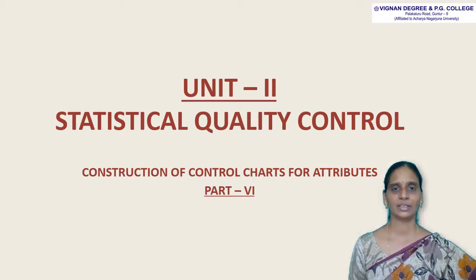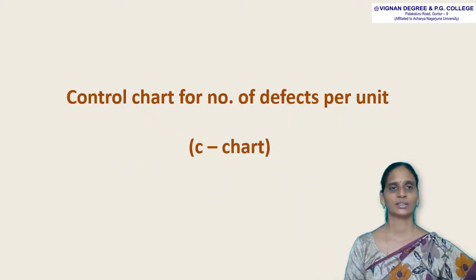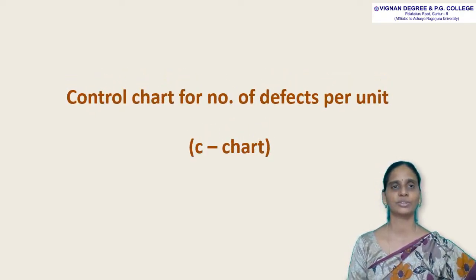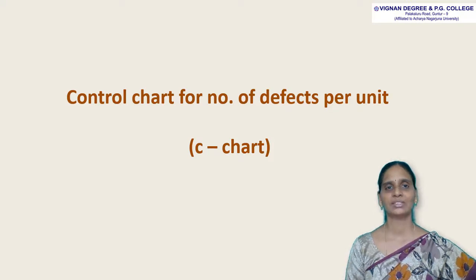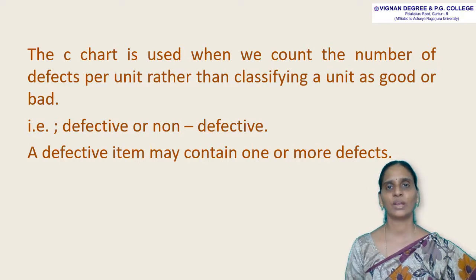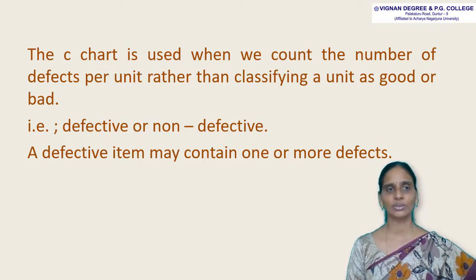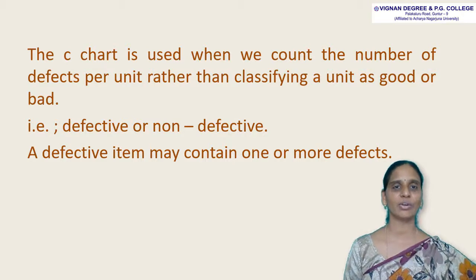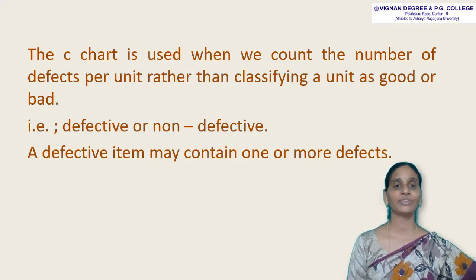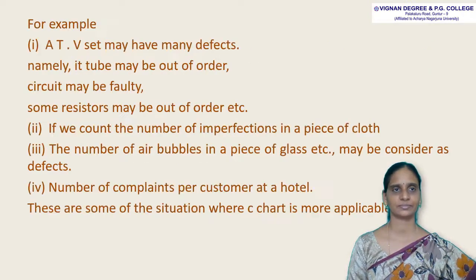So, this is another control chart for attributes. That is the control chart for number of defects per unit. So, this can be known as C chart. The C chart is used when we count the number of defects per unit rather than classifying a unit as good or bad, that is, defective or non-defective. A defective item may contain one or more defects.